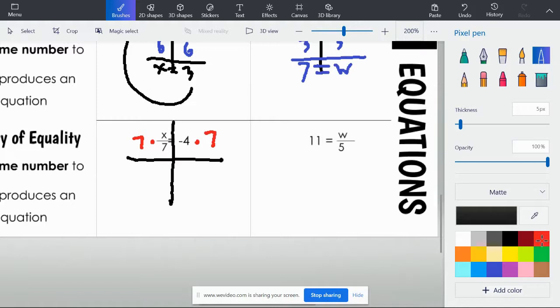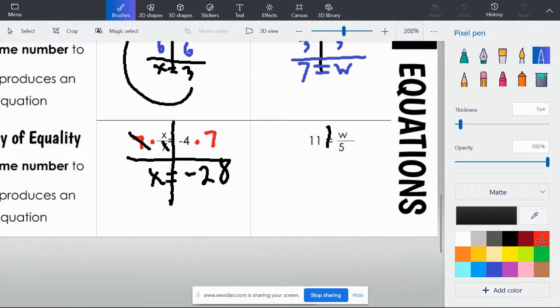If I divide something by 7, then multiply it by 7, those two are going to cancel out. All I'm left with is x equals -4 times 7. A negative times a positive, remember, is a negative every time. And 4 times 7 will be 28. So x would equal -28. If we plug that into our original equation, -28 divided by 7 is -4. So we know we're correct.